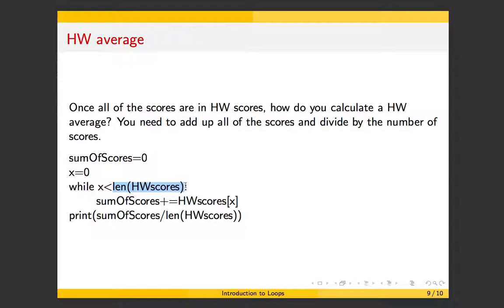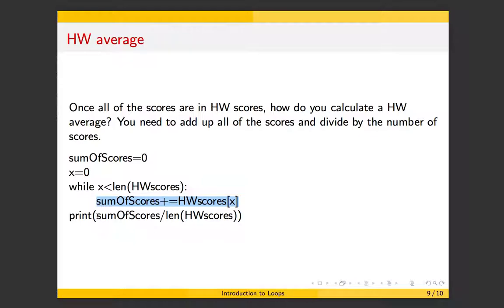All right, so if there are 10 homework scores, recall that the positions run from 0 to 9, right? So once you reach position 10, you have to stop or you've gone too far. So with the command that's missing from the slide, a command after this that says x += 1, x will start at 0, then become 1, 2, 3. It will reach 9. Once it reaches 10, the loop is done.